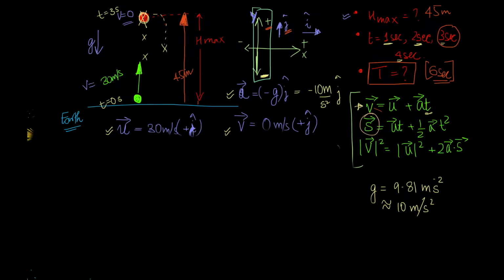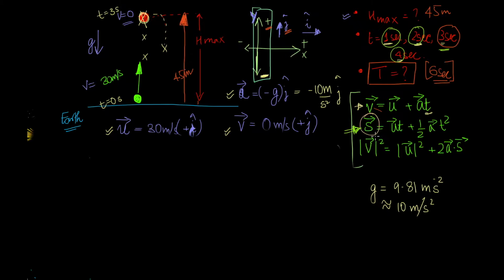Alright, so let me change the color of the pen to green. Alright, so we're asking ourselves, where is the ball at 1 second, 2 seconds, 3 and 4? We have already answered that at 3 seconds the ball is at the top, and all we had to do was use this equation right there.